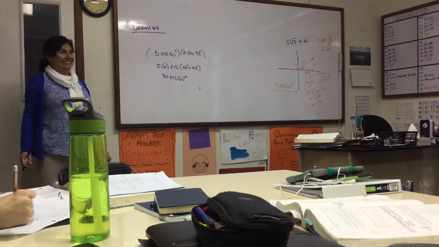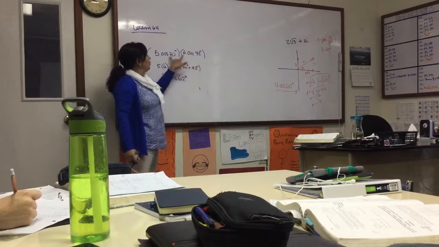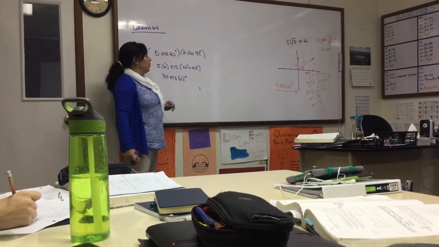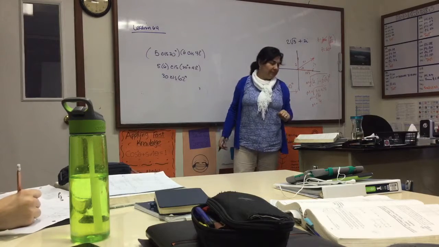So the angles you add and the magnitudes you multiply. Basically. Okay? Pretty easy, right?